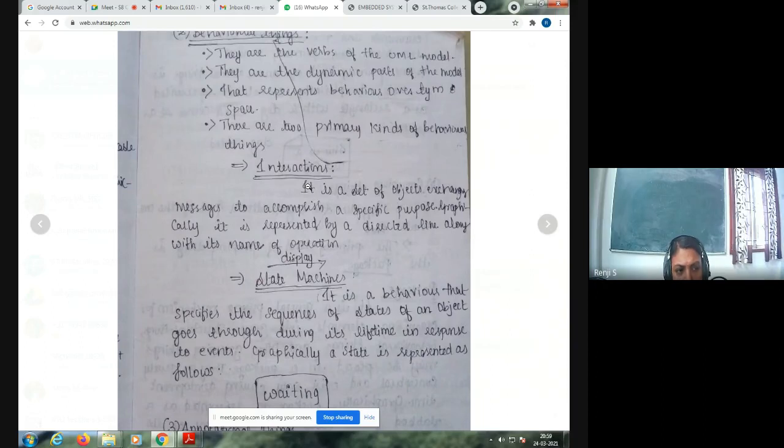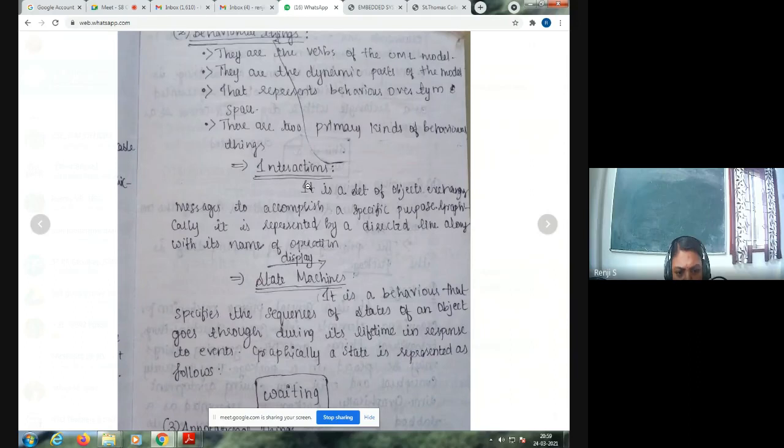So they are the verbs of the UML model. They are the dynamic parts of the model. Dynamic parts means always, given an input, they respond with an output, and they perform some operation. So this is the dynamic part of the UML model, and it represents behavior over time and space.